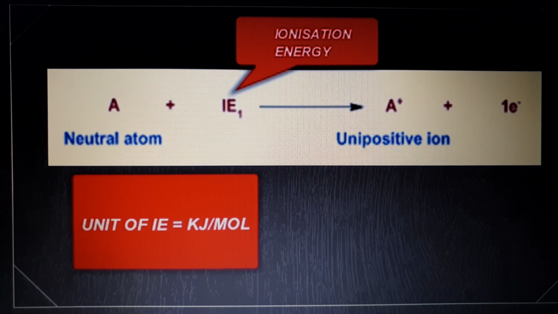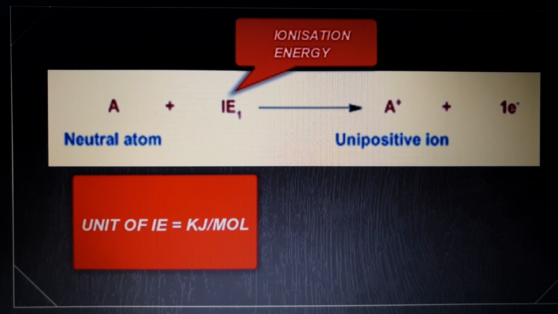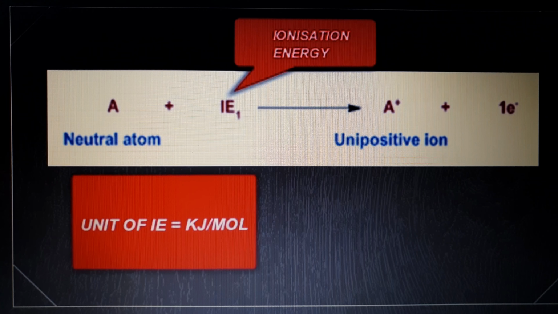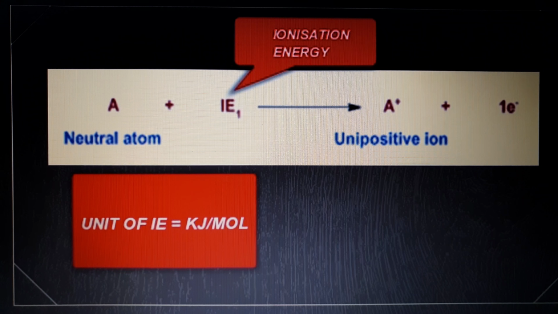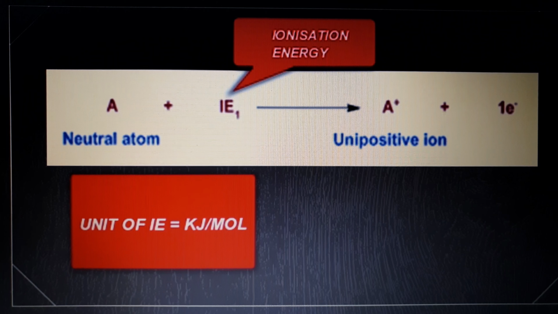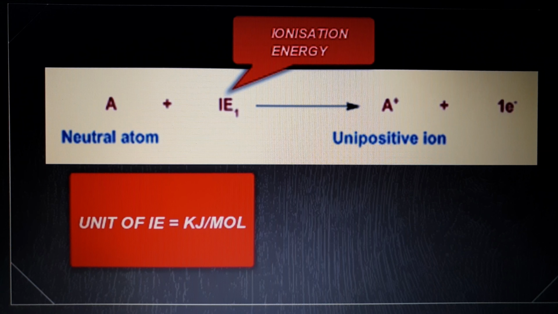After the removal of 1 mole of electrons, it is no longer a neutral gaseous atom, but it forms a unit positive ion. The gaseous atom gains energy in kilojoules to remove 1 mole of electrons. So the unit for ionization energy is kilojoules per mole. And that's the basics of ionization energy.